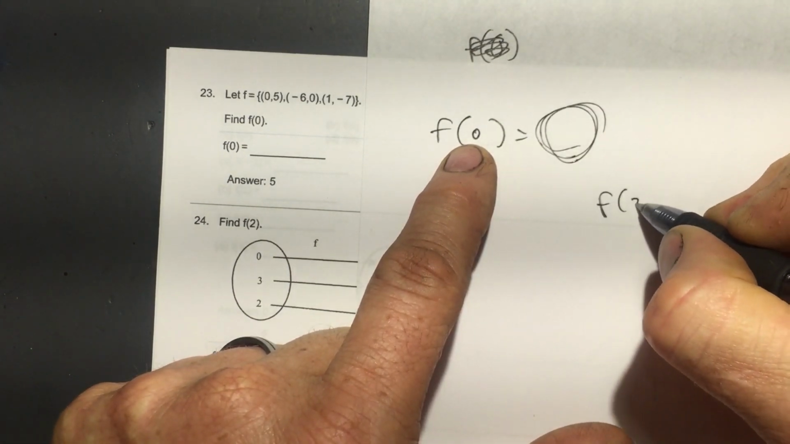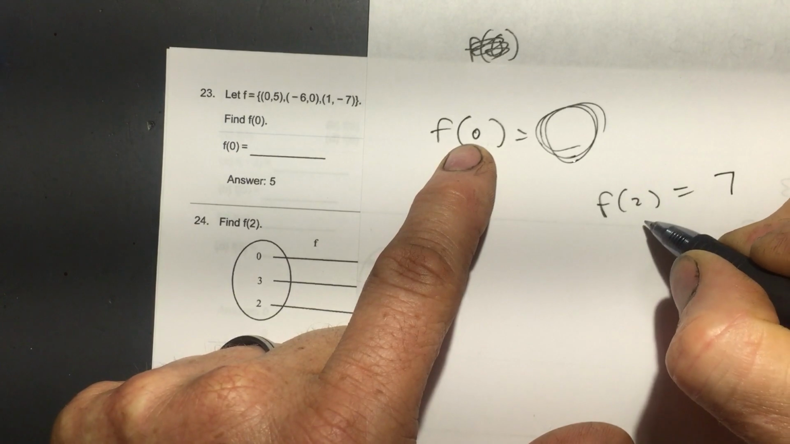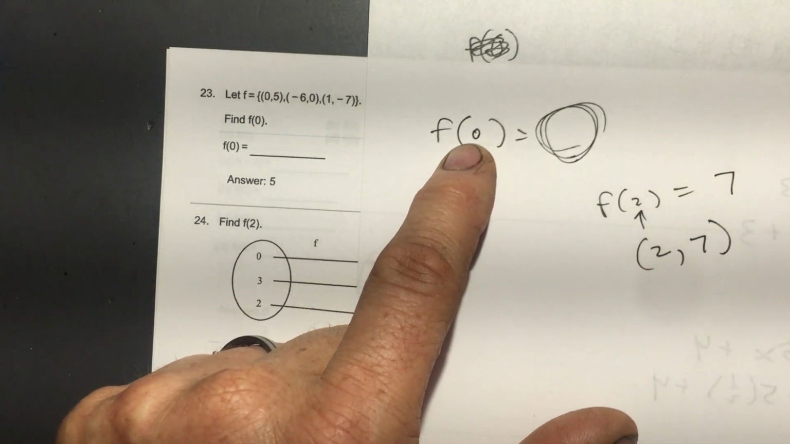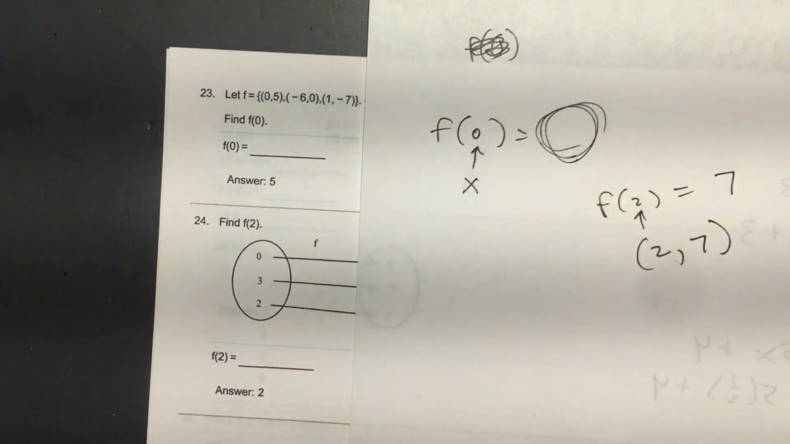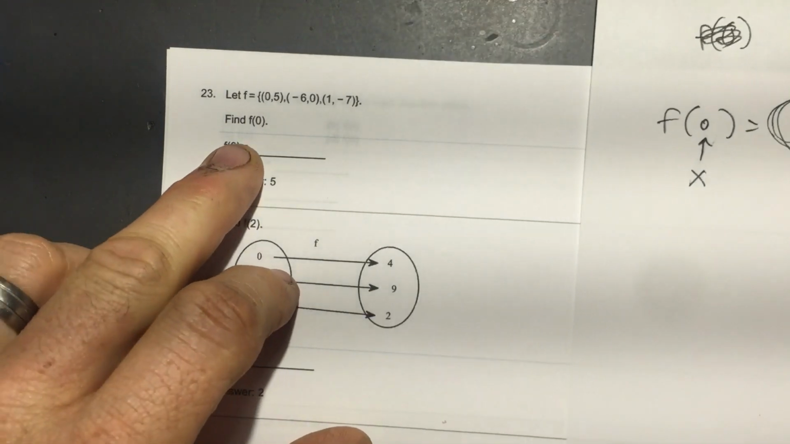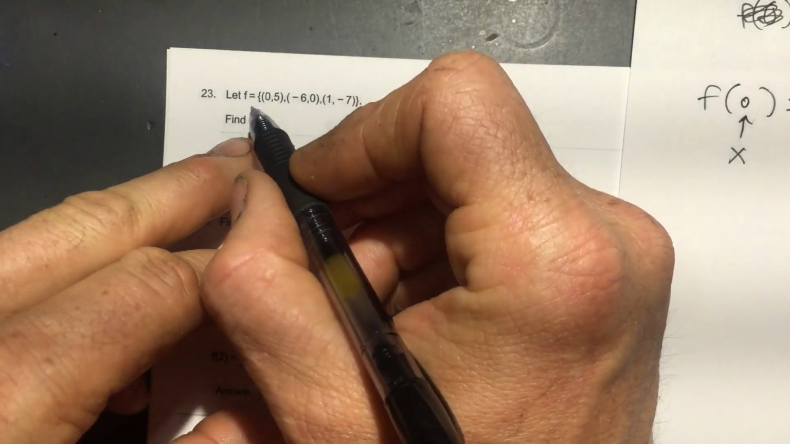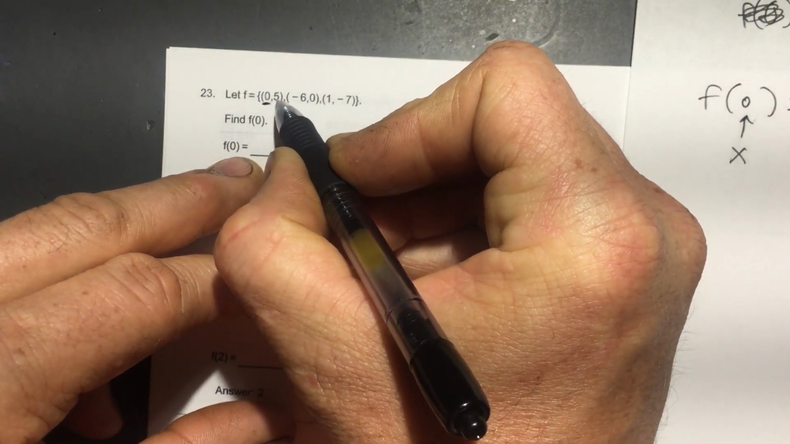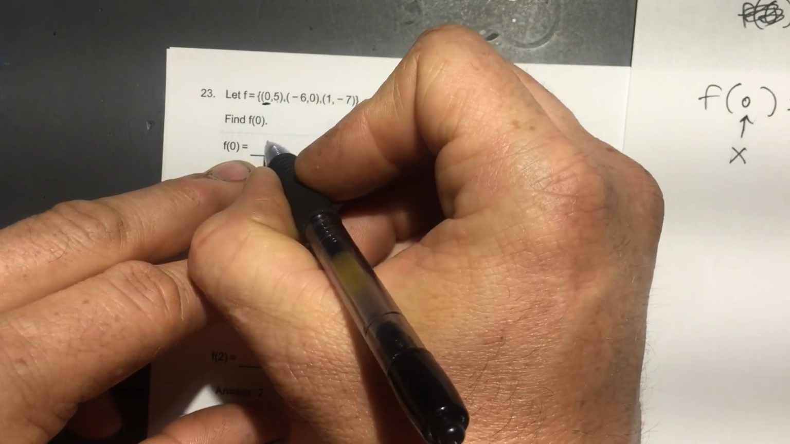So if I have f of 2 equals 7, 2 is my x and 7 is my y. So this is an ordered pair we have for that. This says find f of 0. So all I do is look in the function here, and right there, 0 is my x. That means this equals 5.